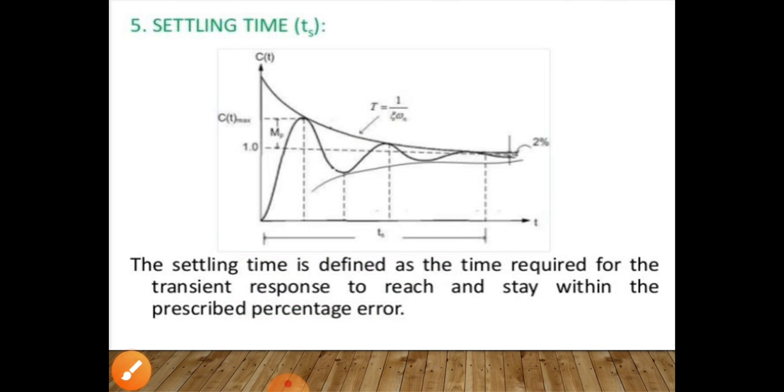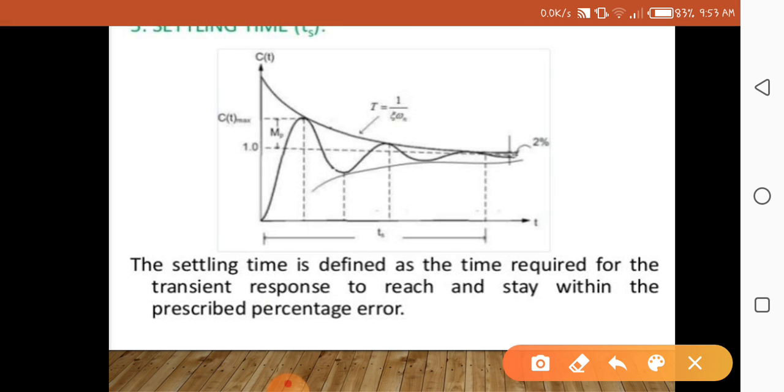Next, settling time. Generally the settling time is defined as the time required for the transient response to reach and stay within the prescribed percentage error. It is a useful design parameter, defined as the time taken for the output to reach and remain within a tolerance band of its final value. The settling time for a second order control system is approximated as 4 times the time constant of the system for a 2% tolerance band.